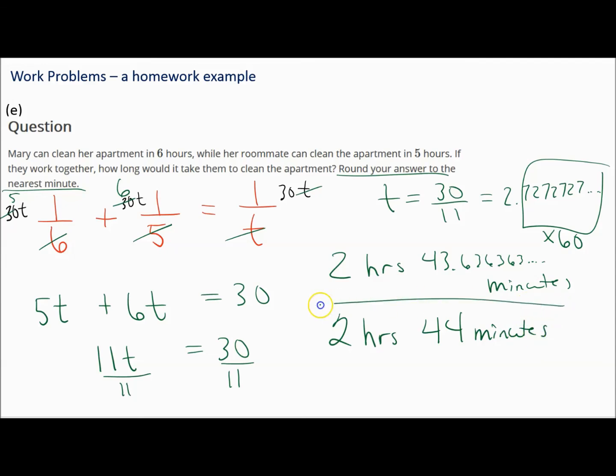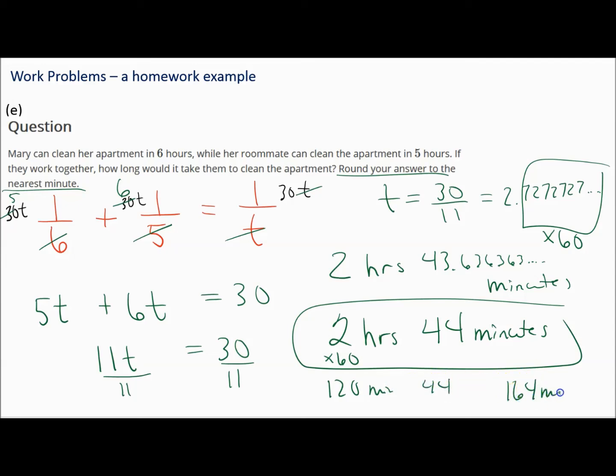Now y'all haven't typed this in to see if that's right. I assume they wanted in hours and minutes. What if they wanted it in just minutes? What would I do? Well, I'd have to multiply that 2 times 60 also, which would be 120 minutes plus 44 minutes. What's 120 plus 44? 164 minutes. So that's a possibility, but I think the 2 hours and 44 minutes is the way to go. But anytime you need to convert an hour to minutes, just multiply by 60, right?